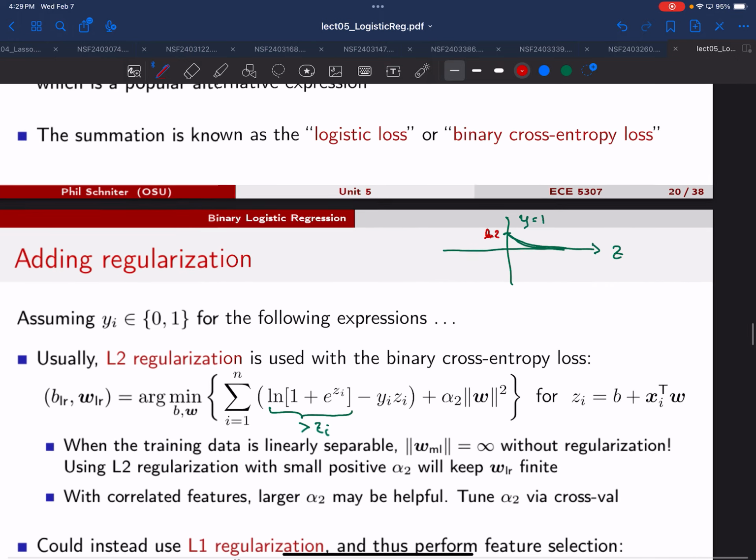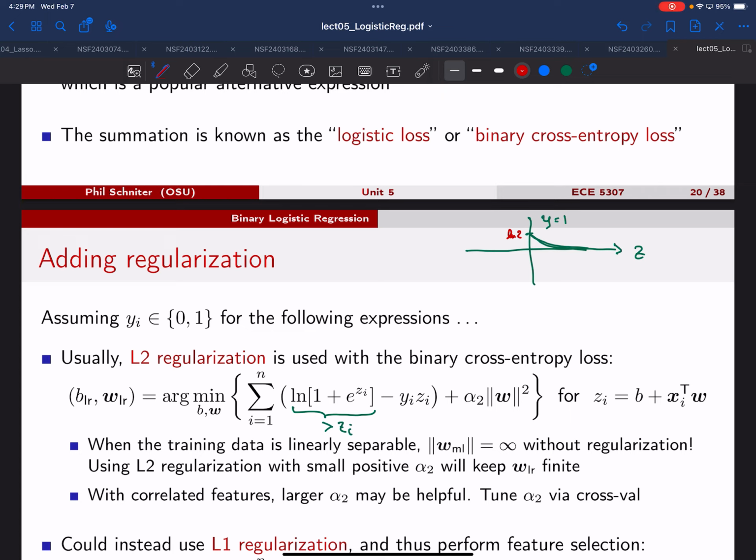And then as you go to the left, for negative z, this starts to get really small, right? So when that's really small, this is barely different from log of 1. And log of 1 is 0, so this is kind of insignificant, but this one just keeps going, and you have essentially just a line of slope -1. Okay, so I'm just trying to show you the shape of this curve when y equals 1.